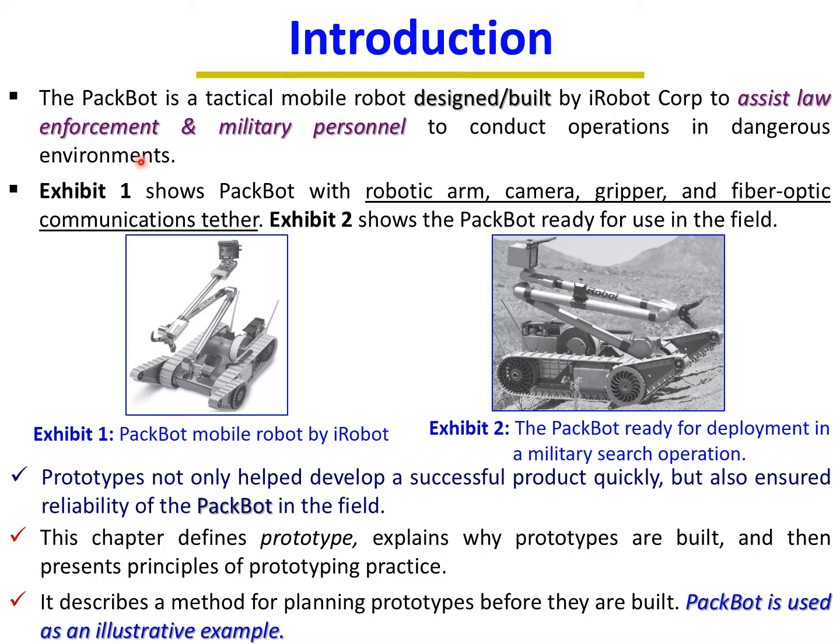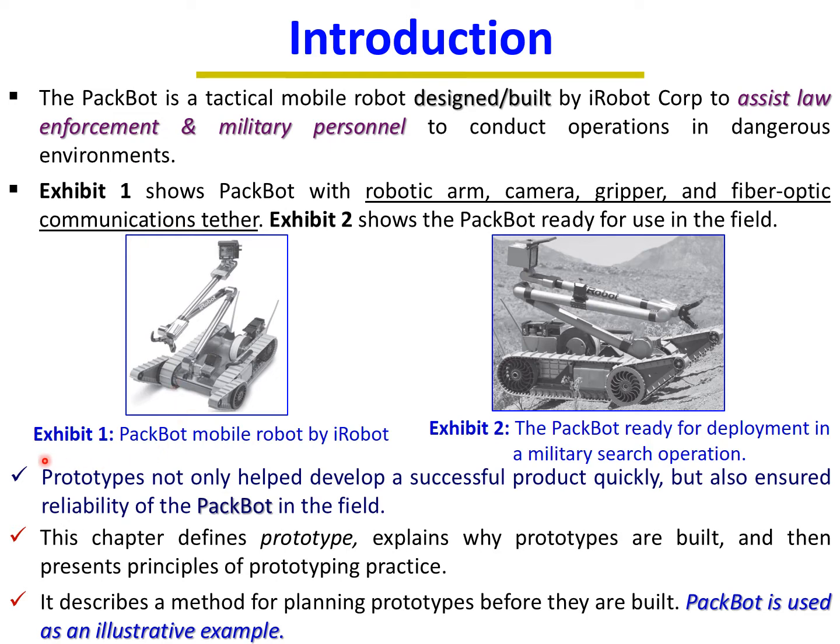The PAC bot, which is shown here and here, is a tactical mobile robot, right? It is a robot, tactical. It can cover different types of surfaces and so on. Mobile, it can move. So it is a robot that can be moved. It was designed and built by iRobot Corporation to assist law enforcement and military personnel. So it was to assist police and army and so on to conduct operations in dangerous environments.